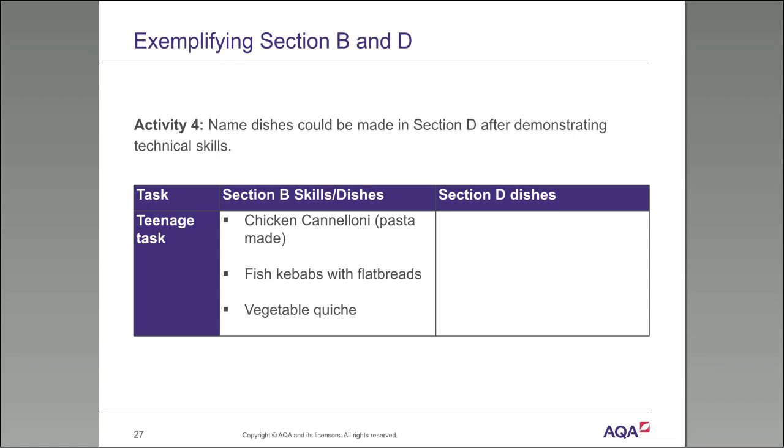And on this slide, you can see that we have 3 section B dishes. So we have a chicken cannelloni where they've made their own pasta, we have fish kebabs with flatbread, and we also have a vegetable quiche. So what I would like you to do here is to think of how those dishes could be modified and taken into section D, demonstrating further technical skills. So if we could look at that, and what could we do to actually make those section B dishes into a suitable section D.